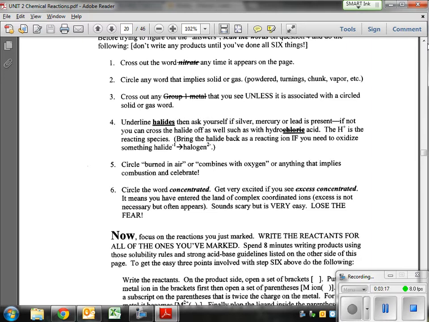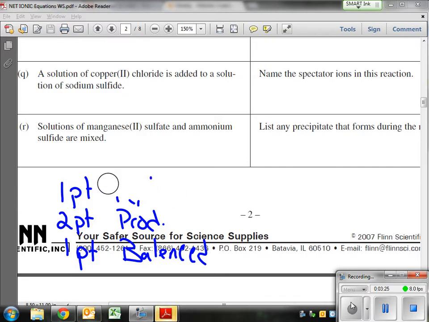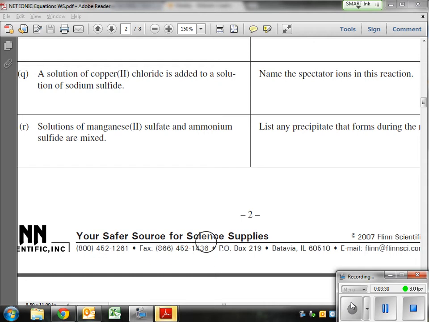So let's not waste time. Let's go through a couple of these. I'm going to do one where you do at least one of each of these rules. So this worksheet is in your packet. I'm going to jump around a lot, but I'll at least let you know what letter I'm on. So I'm going to start with Q. A solution of copper 2 chloride is added to a solution of sodium sulfide.